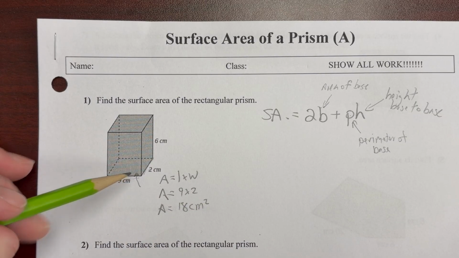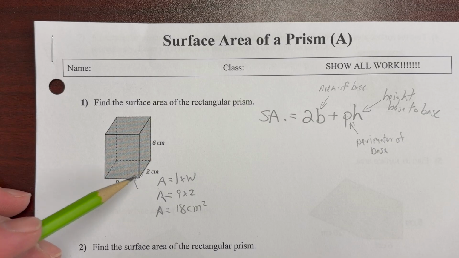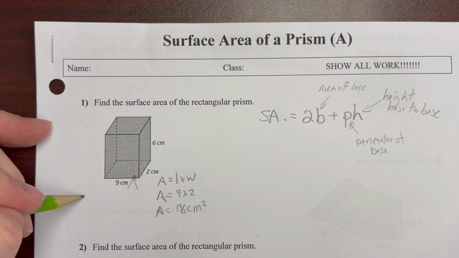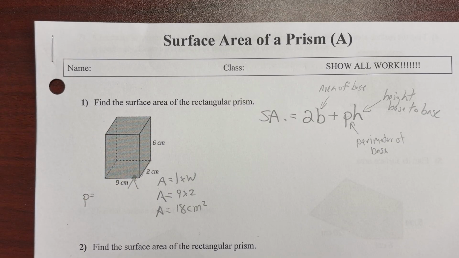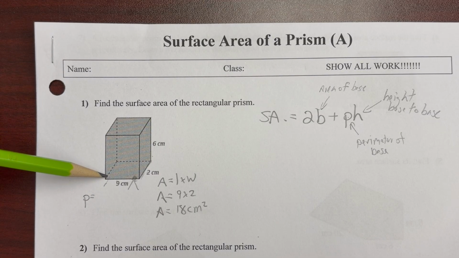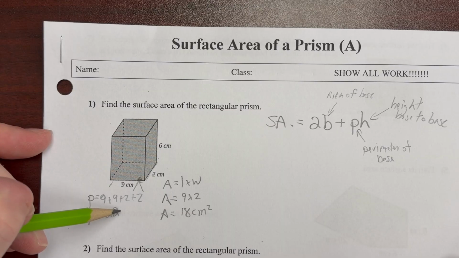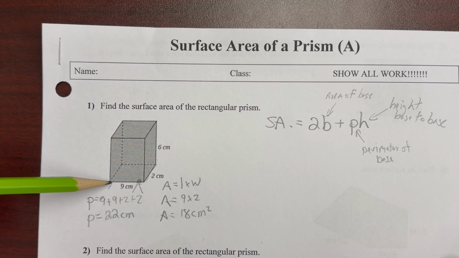Now I want the perimeter. The perimeter has to be of the same base or the same face that we choose. If you remember, perimeter is the distance around the outside of the shape, so we add those distances together. 9 plus 2 plus 9 plus 2 is 22 centimeters. That's a linear distance, so it's not squared or anything. We're just doing the distance.